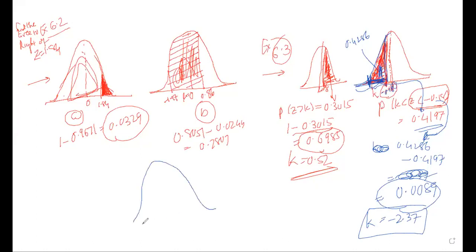I repeat: suppose you had this type of graph and you were given a probability. This is my mean value, this is my 0. And this is the value I am given, negative 0.18, and here it is my K. In between, the area provided to us is 0.4197. This area from here to here is given to you, 0.4197.